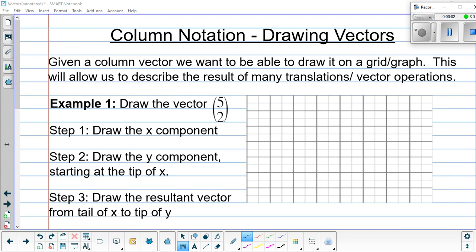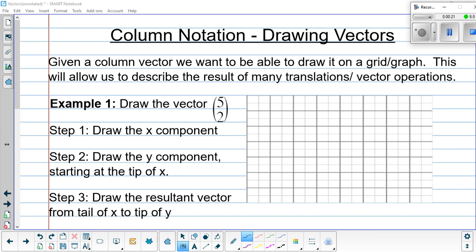Hi, it's Mr. Canada, and today we're looking at column notation and drawing vectors from them. If we're given a vector in column form, can we draw it on a diagram? So it's just a reverse process. We're going to do exactly the reverse.